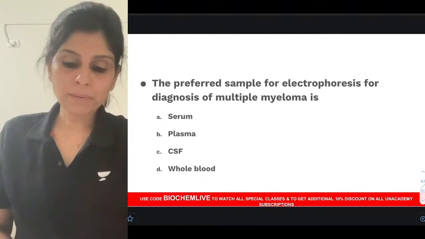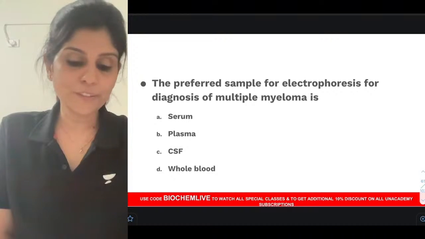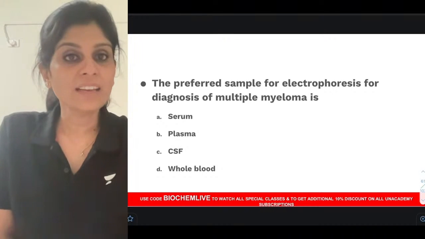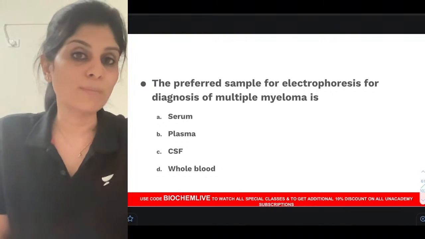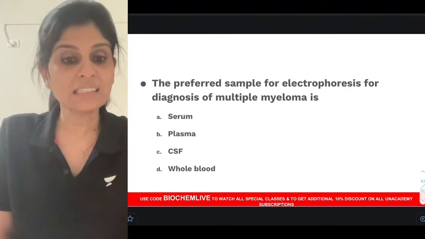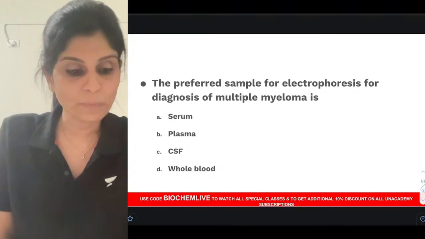The preferred sample for electrophoresis for diagnosis of multiple myeloma is. What do you think is the right answer? I hope you have all collected a blood sample for diagnosis of multiple myeloma. What kind of a blood sample do you collect? Do you collect blood sample or do you collect CSF or whole blood? What is that we do?